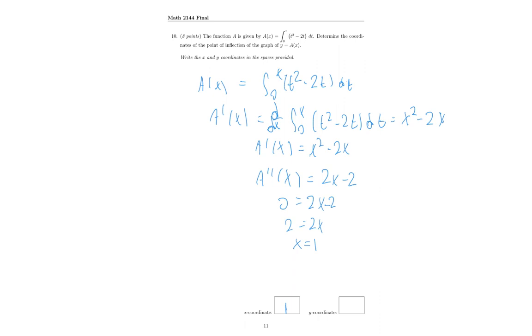And then for the y coordinate, well, we need the integral from 0 to 1 of t squared minus 2t dt. Taking our antiderivative, we'll get t cubed over 3 minus t squared, from t equals 1 to t equals 0. Plug in the 1, so we get 1 over 3 minus 1, minus, and plug in the 0, those go away, so it's going to be 1/3 minus 1, that's the same thing as minus 2/3. And that is our inflection point.